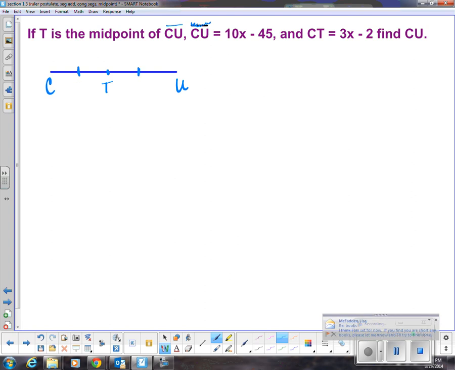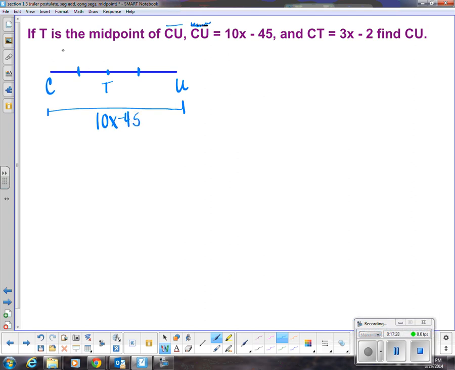So what do they tell us? CU, from here all the way over to here, is 10x minus 45. CT is 3x minus 2. Well, if CT is 3x minus 2 because of these tick marks, then this has to be 3x minus 2. So now by segment addition that we did yesterday, we would have 3x minus 2 plus 3x minus 2 is equal to 10x minus 45. All right, forgot the little x, I'll squeeze it in there.